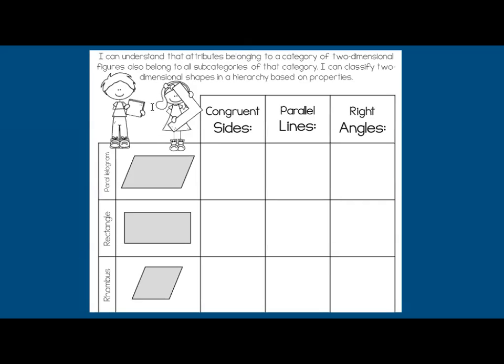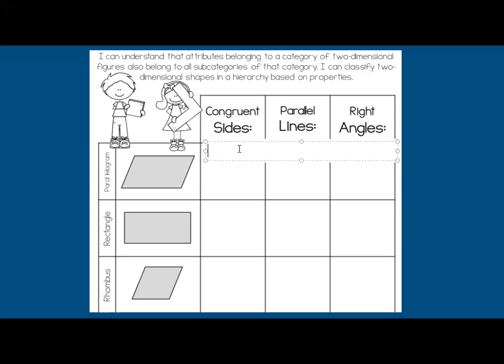So if we look at the parallelogram, we need to see if parallelograms have congruent sides. And by congruent, we mean same size, same shape, or that they're equal. One thing I noticed is that this top side and this bottom side seem to be the same length. Same thing with the side on the left and the side on the right. So we can say that it has two pairs of congruent sides.